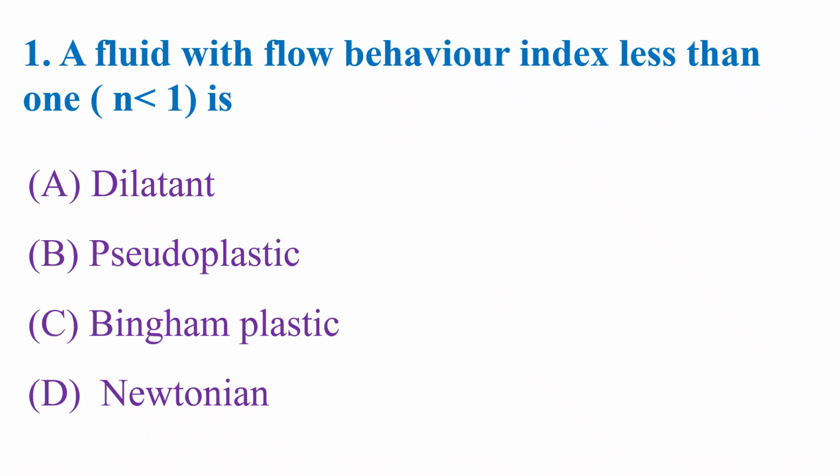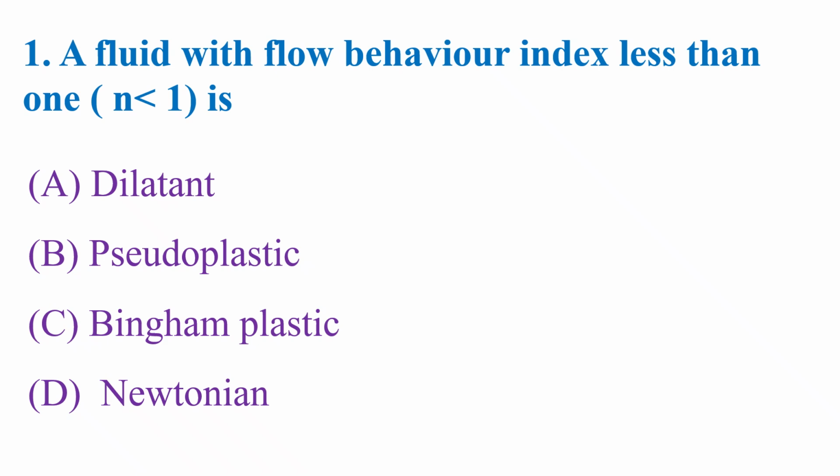A fluid with flow behavior index less than 1 is dilatant, pseudoplastic, Bingham plastic or Newtonian. So first we have to see what these Newtonian fluids are and how we can classify them using the power law model.